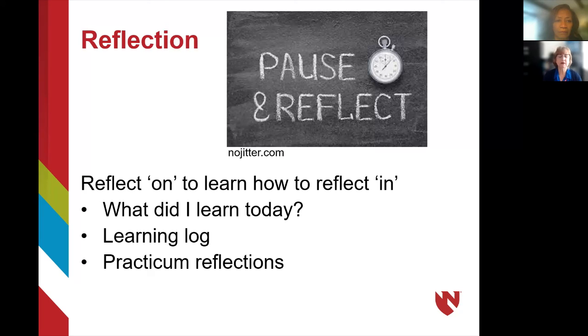And so when we force them to do that reflection, again, we're asking them to learn how to reflect on something so that they can eventually reflect in it. So when they are in a similar situation, they can think back and say, well, maybe I need to change my course of action here and utilize a different strategy that they thought about previously.